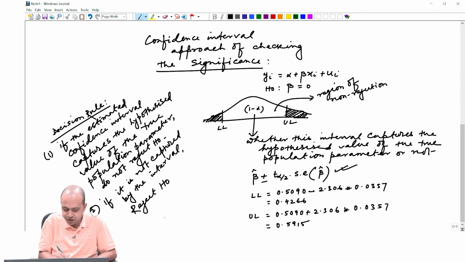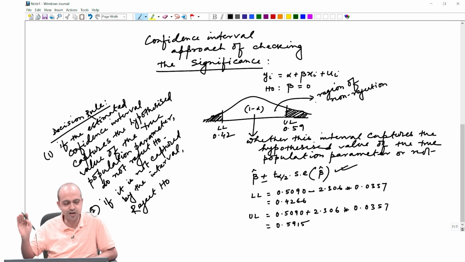Okay. So, that means 0 does not lie between 0.42 and 0.59. So, here it is 0.42 and here it is 0.59. So, 0 is not there in this interval, 0 lies outside the interval. So, we are rejecting the null and claiming that income does have significant impact on consumption.